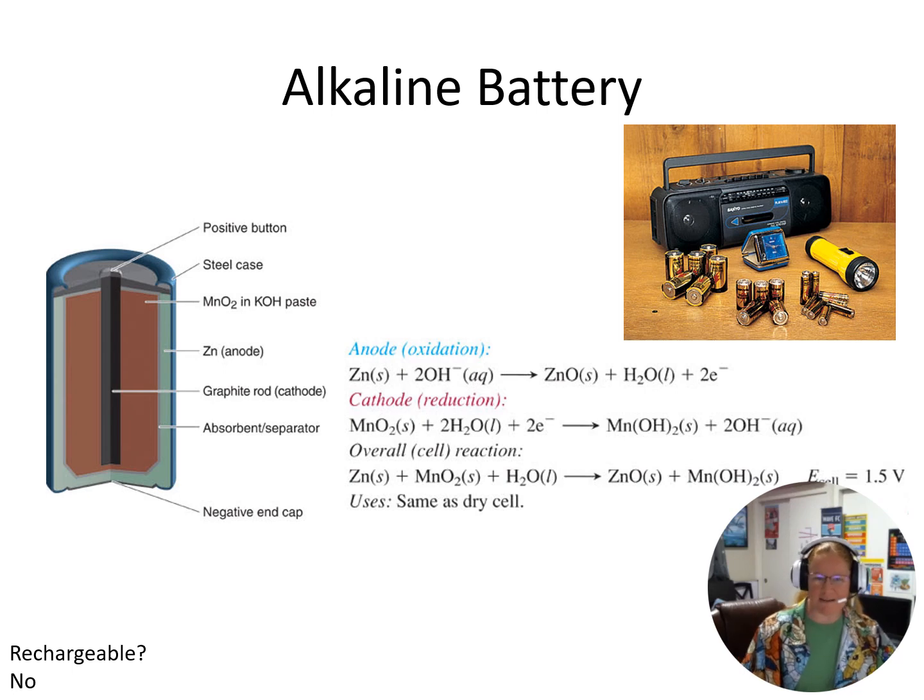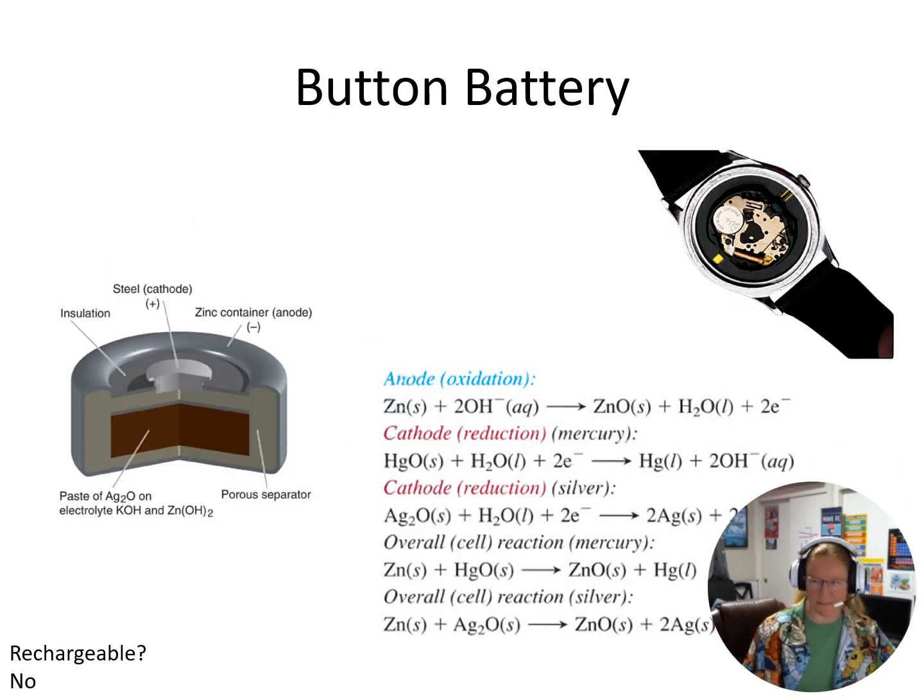So we have our alkaline batteries, right? And the processes that take place at the anode and the cathode, and then the overall reaction. All right, there's our button batteries that go in our watches. And I know on the videos, my little face covers up some of the reactions, but when you download the slides, you'll be able to see these much easier because my face won't be covering them up.